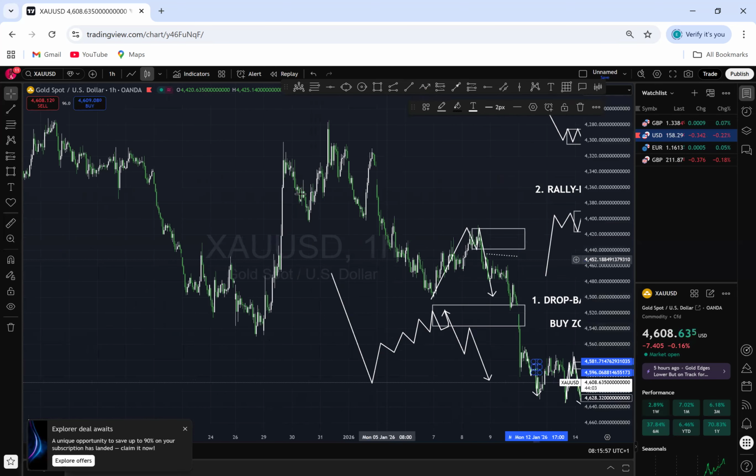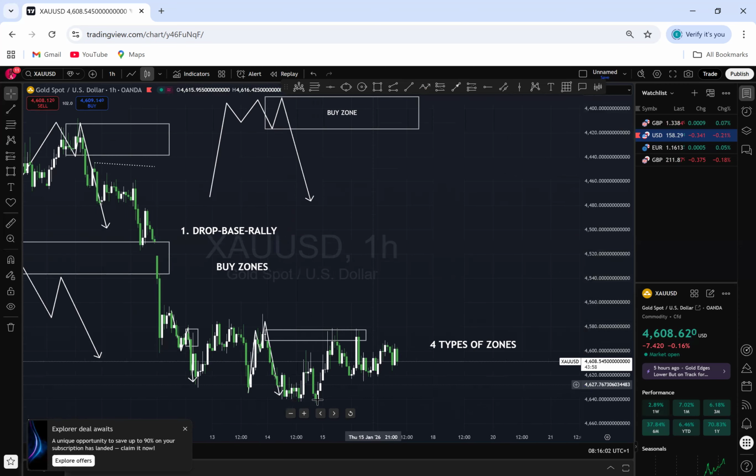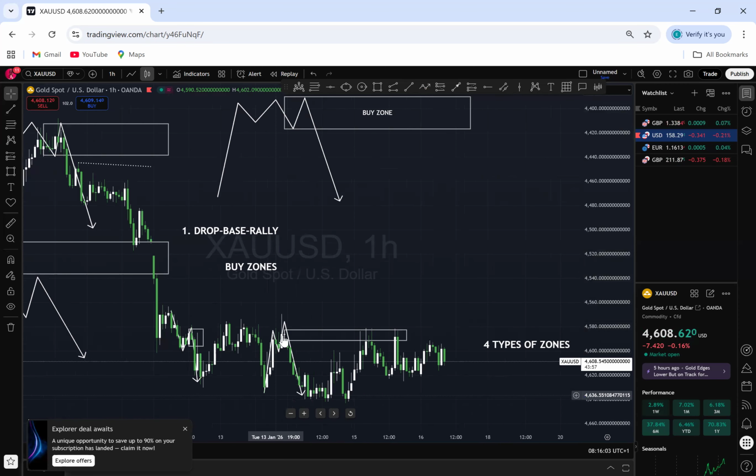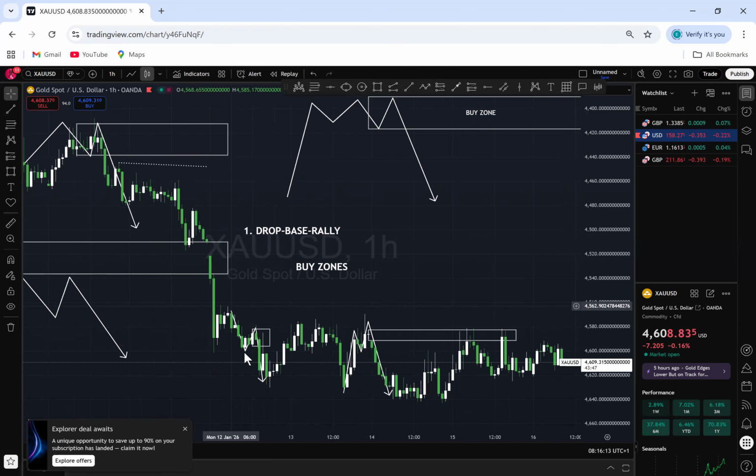Same thing, where's the other one I just did? Same thing here. You have a rally, a base, and then a drop, expecting price to come back into this area so you can sell. Same thing here. For a continuation, you have a drop, a base, a drop. And you're expecting price, just like you did here, to come into this area for a sell.